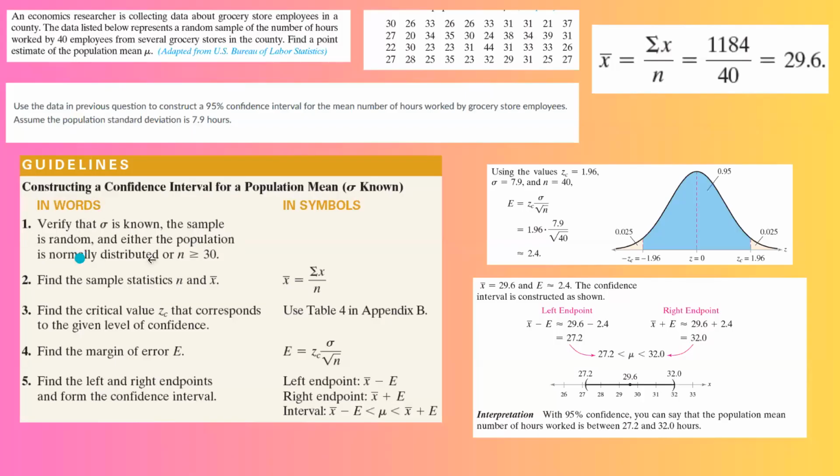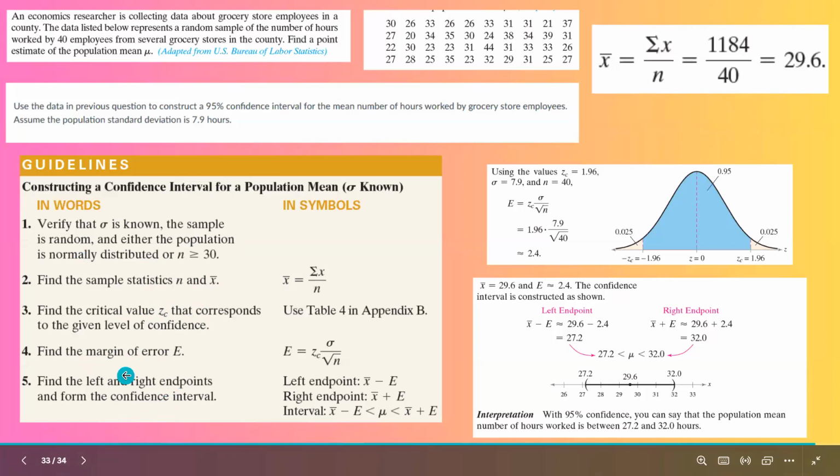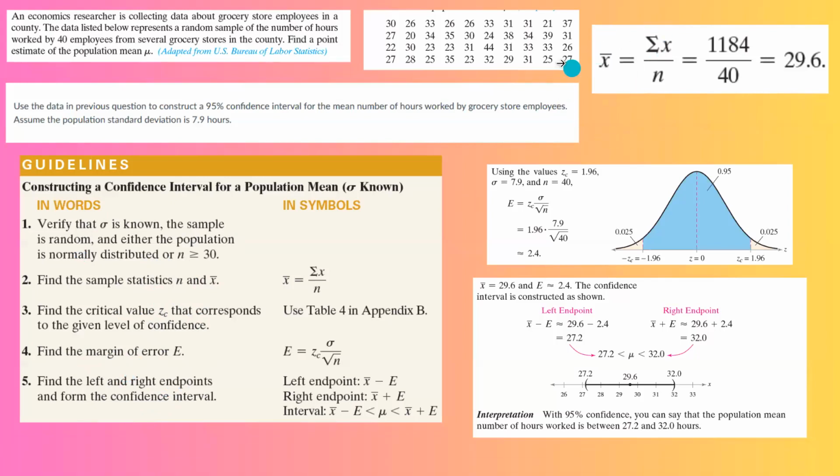You need to have the point estimate. We need to find the critical value, find the margin of error, and eventually construct your confidence interval. X bar, your point estimate, is just the average of this sample. We're going to add all of these numbers together and divide by 40. 29.6 is the point estimate.